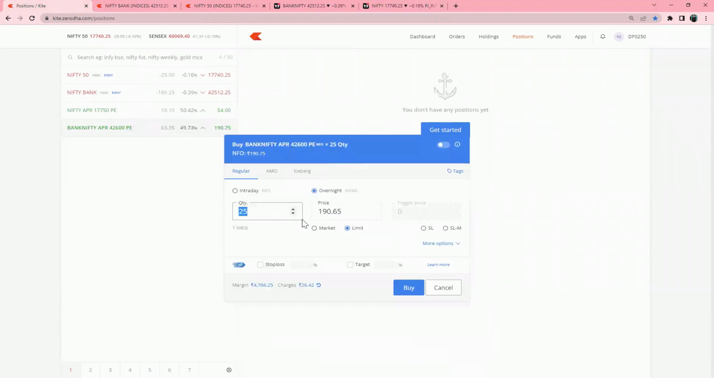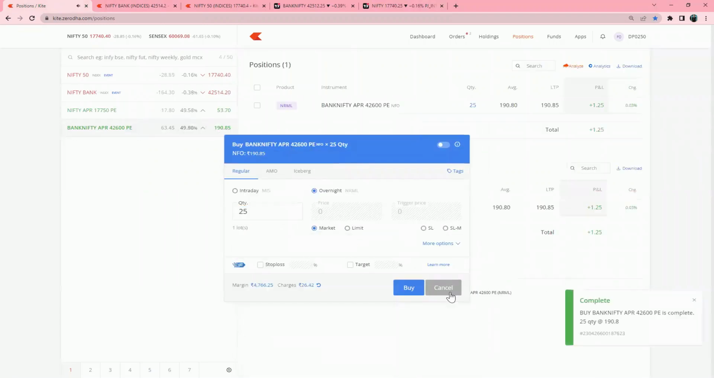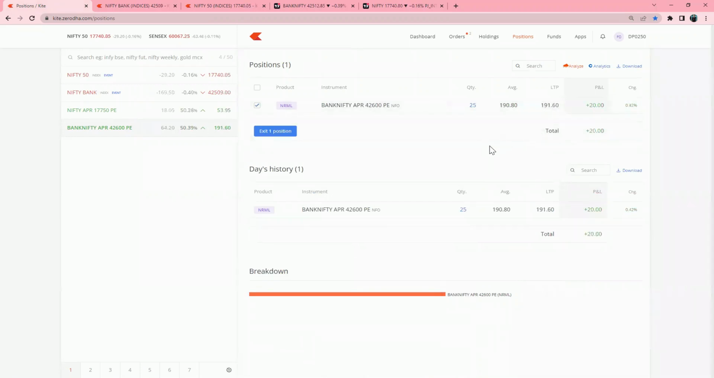Bank Nifty, I'm going for a 25 quantity market order. If you can see here, 191 is where I bought this trade already. So let me show you how the chart looks now.